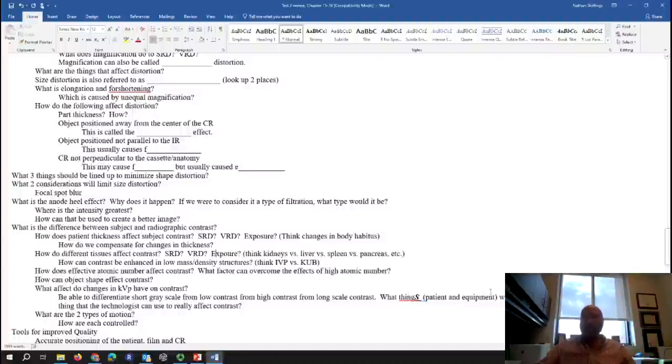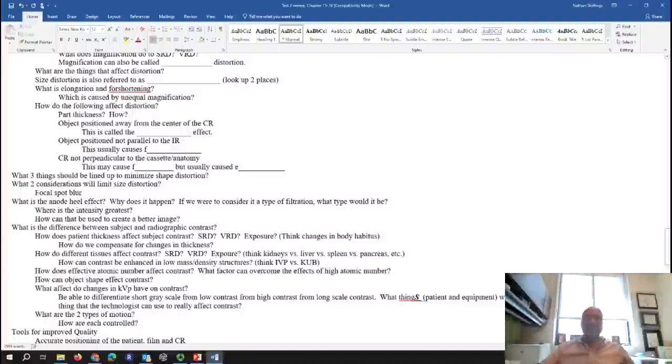Potentially, what things might affect a change in contrast would be grid use. Anything that potentially would remove scatter radiation could have some, if only negligible, effect on contrast. So grid use, collimation could potentially affect it. In reality, it's just not going to do a whole lot because your computer algorithm compensates an awful lot for that.